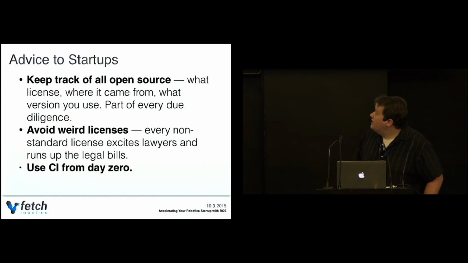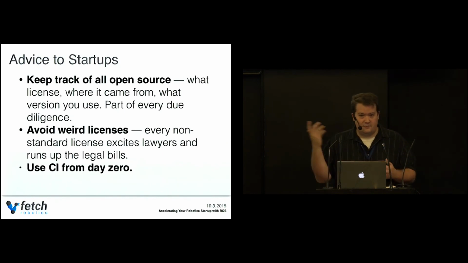And so lastly, a lot of this is tailored towards startups. Some of that information is valuable to other people as well. But my advice to startups, going back to that due diligence aspect, is keep track of all the open source. Keep a spreadsheet. All of my engineers at Fetch, when they bring a new package in, have to add it to the spreadsheet. What license, where did the source code come from, what version are you using? Keep track of all of that so that you know what you actually have, and so that it's ready to go every time you need to hand it over to a legal team.